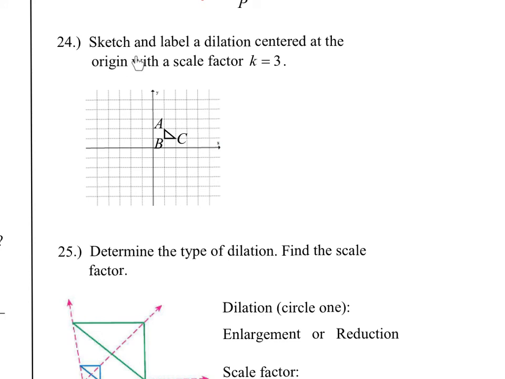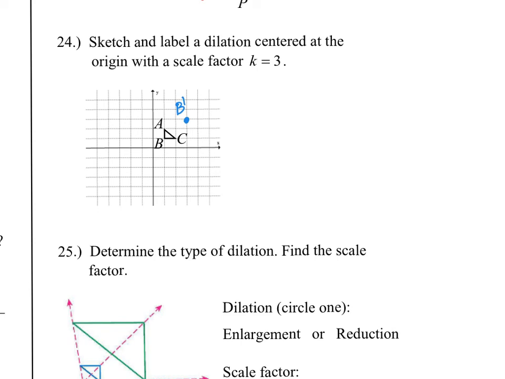This one says sketch and label a dilation centered at the origin with a scale factor of 3. So if the dilation is in the coordinate plane, and the center of dilation is the origin, then all you need to do is take the coordinates of a point and triple them to find the coordinates of the image point. So for example, B has coordinates (1, 1). So B prime would have coordinates, let's see, (3, 3). So let's plot that point. So 1, 2, 3, 1, 2, 3. So here's B prime, okay?